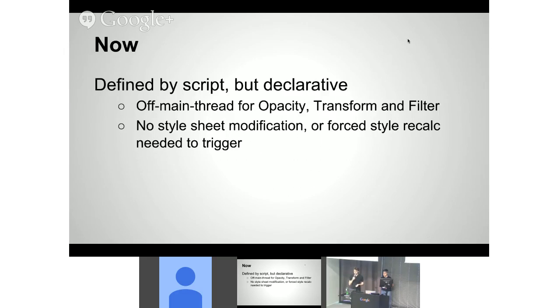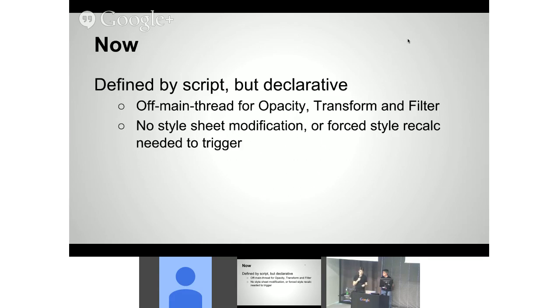So while the animation is defined by script, it's still declarative, which is unlike regular JavaScript animation using requestAnimationFrame. The difference here is that basically you've described exactly what you want to do. You've said, here are my keyframes, here's my timing information, go and do it. So this means that if you animate something like opacity, transform, or filter, we can go ahead and run those off the main thread on the compositor. They're just moving things around, like Nat explained earlier a little bit.